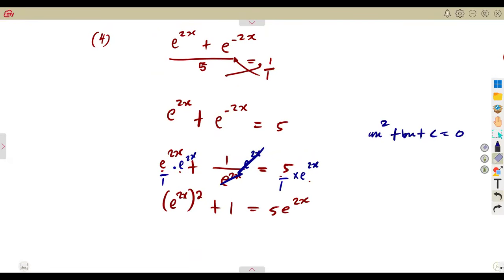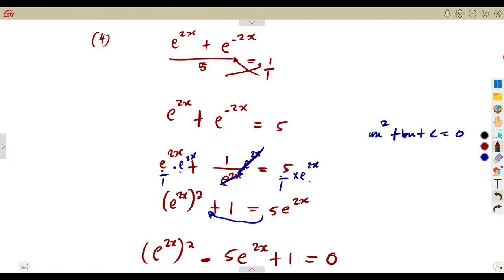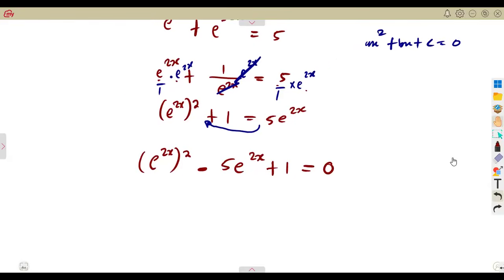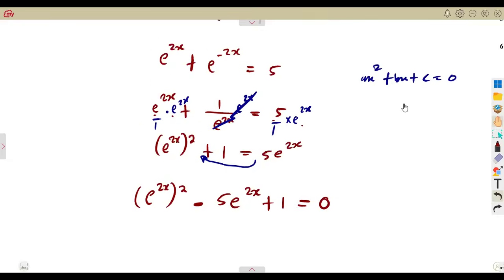We know the format. So you're supposed to take this to the left-hand side, so that will be a negative there. So it's e to the exponent of 2x raised to the exponent of 2, minus, it becomes a minus because it crossed the equal sign, e to the exponent of 2x plus 1 is equal to 0. We have exactly the format of a quadratic equation.